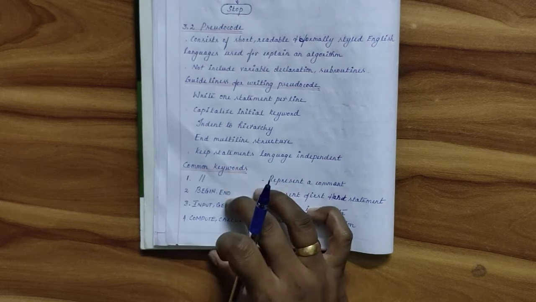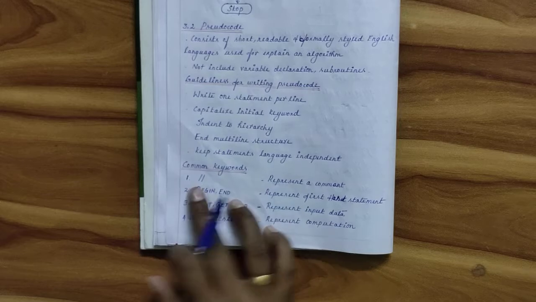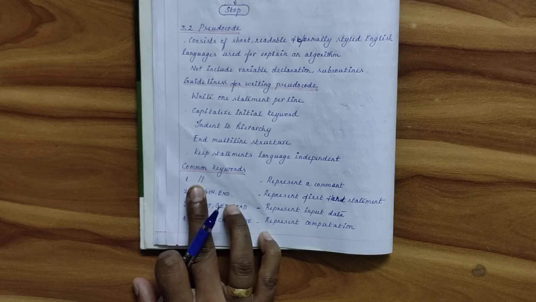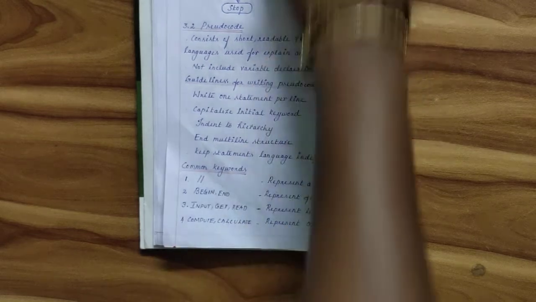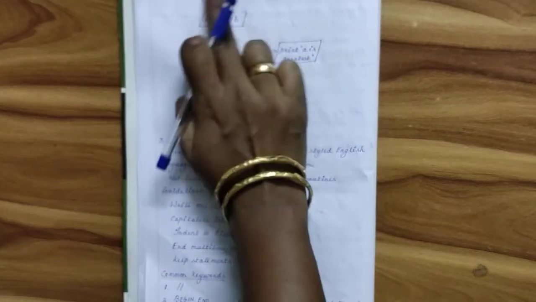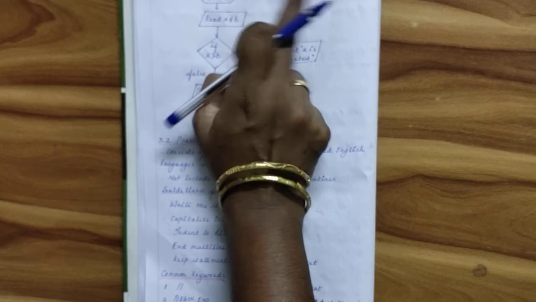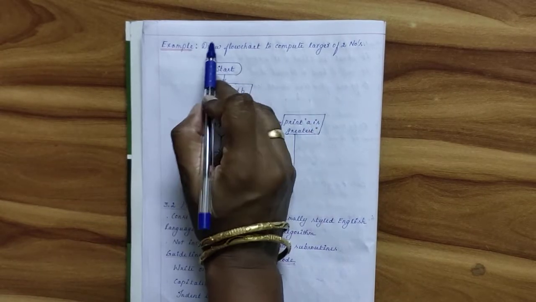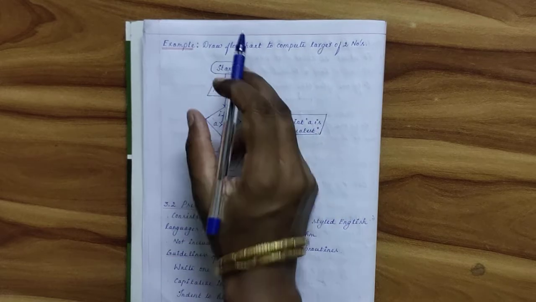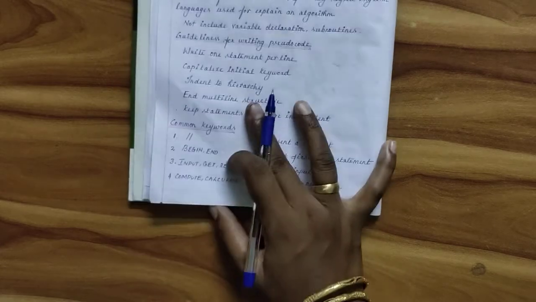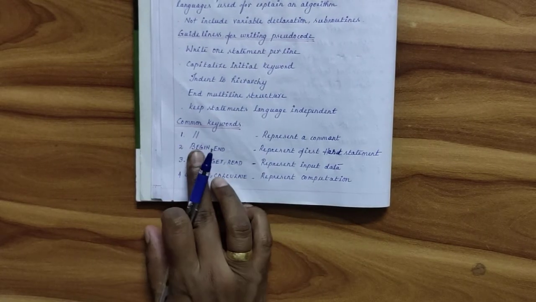And here we are following some keywords. So let's see what they are. See this double slash, it is used for comments. Comments are mainly used for documentation. Let's see an example. Here I'm writing: draw flowchart to compute the larger of two numbers. So this is nothing but the documentation of the program. From this documentation the user comes to know what the problem is. Okay, so double slash is used for documentation.